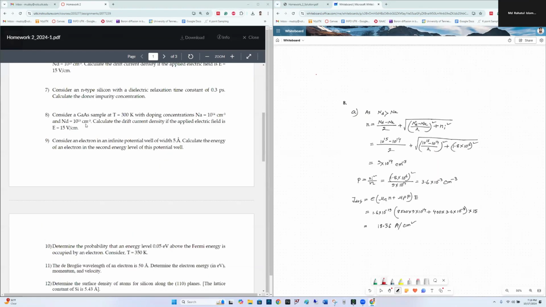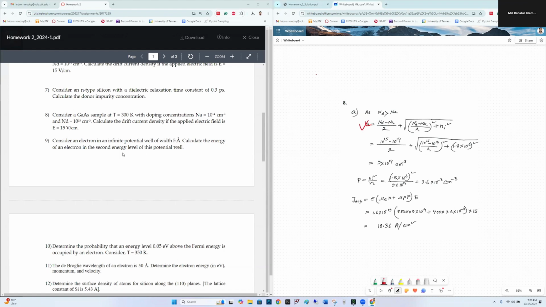Okay, so let's move to problem number 8. Problem number 8 is very much similar to problem number 6. Right here, the donor concentration Nd and the acceptor concentration Na are given. As you can see, Nd is greater than Na, so you can use this formula to calculate it. Let's come back here later.